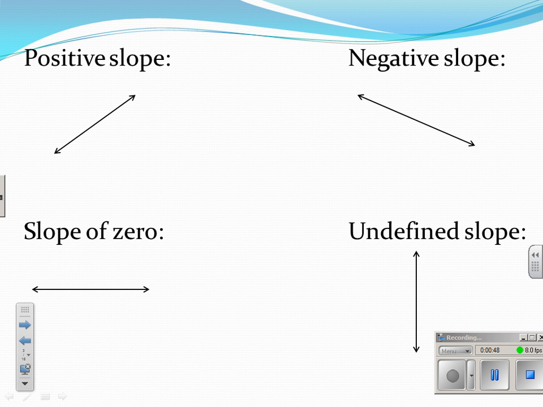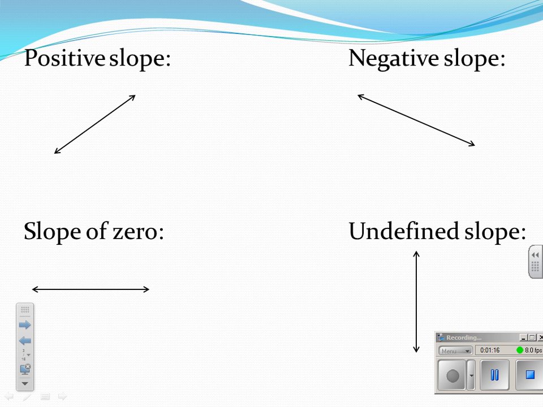When we talk about slopes, we have essentially four varieties that slopes can come in. You can have a positive slope, where as x increases, y increases as well. You can have a negative slope, where when x increases, y decreases. Slope of 0, that's where you'll have no rise whatsoever. And then undefined slope is where you have no run whatsoever.